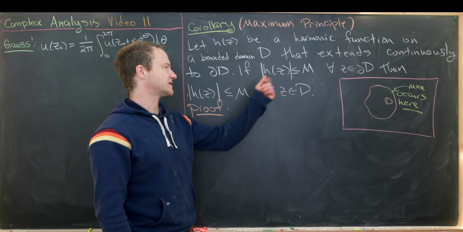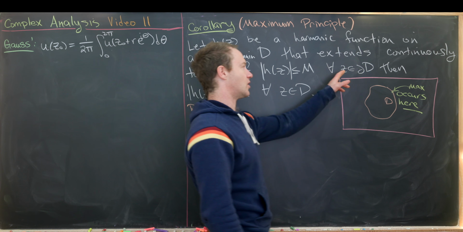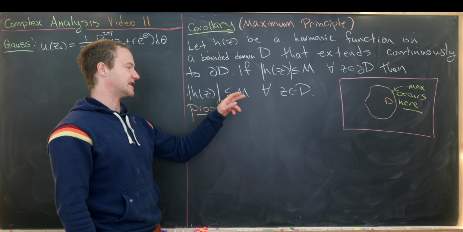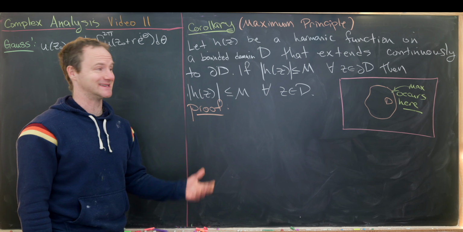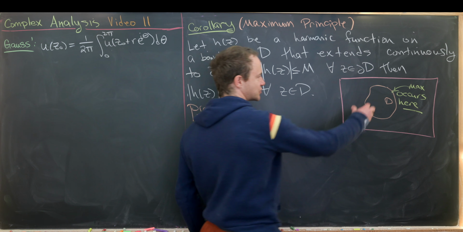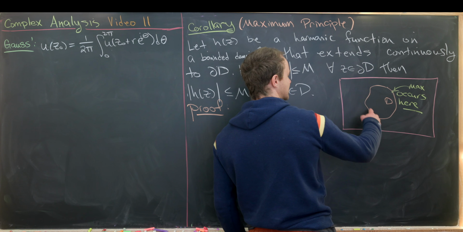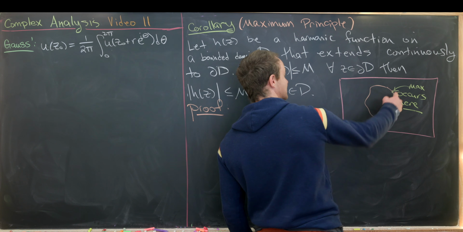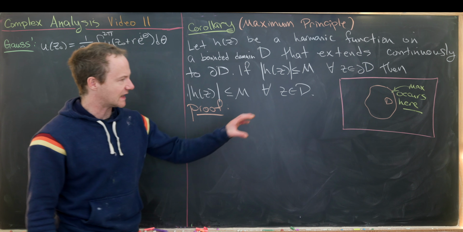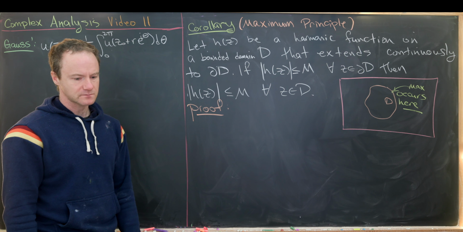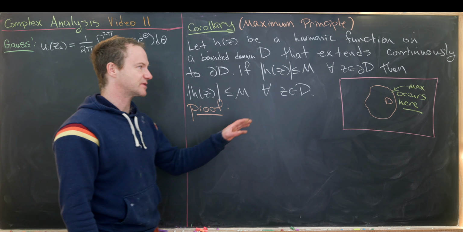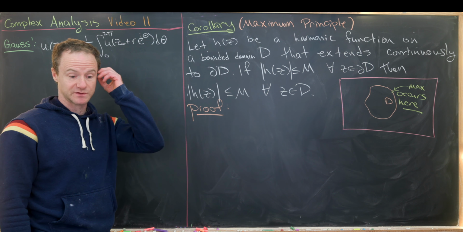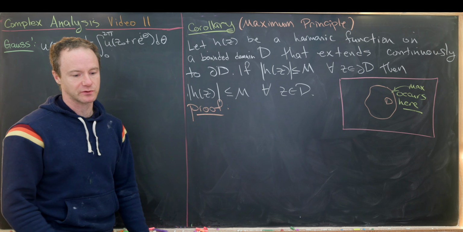Now, if the modulus of H of Z is less than or equal to M for all Z on the boundary, then the modulus of H of Z is less than or equal to M for all Z in the interior. So I've got a little picture of this right here. Here we've got a bounded set D, and here's its boundary. And this just says that the maximum must occur on the boundary. It can't occur on the interior. Let's recall that we just essentially proved that if the maximum occurs on the interior, then that function is a constant in the first place. Okay, so let's see how this proof goes.